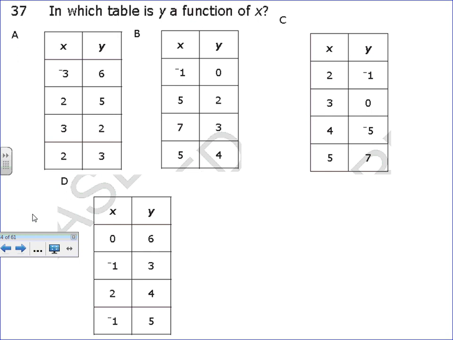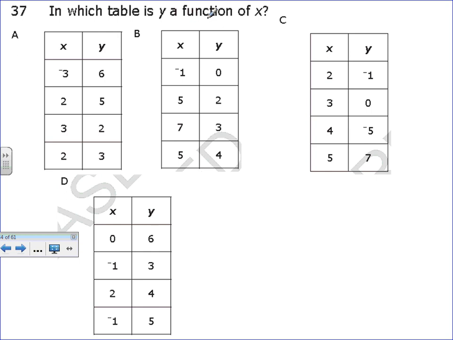Alright, for question 37, it says, which table is a function? The only way you can get this question right, well, there's two options. Your first option would be what I'm about to do, but your second option would be if you graph all of these points on a table and then connect them.